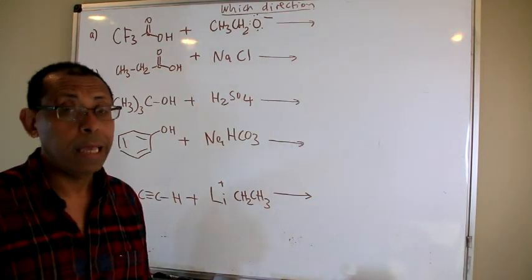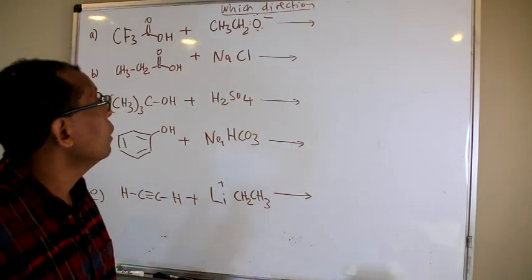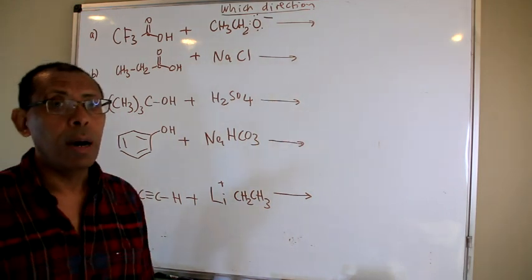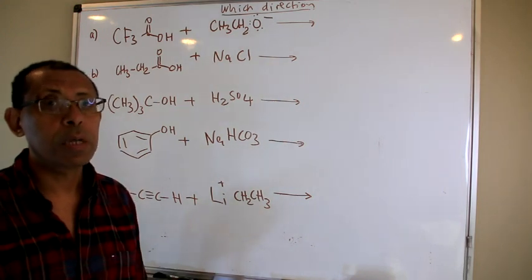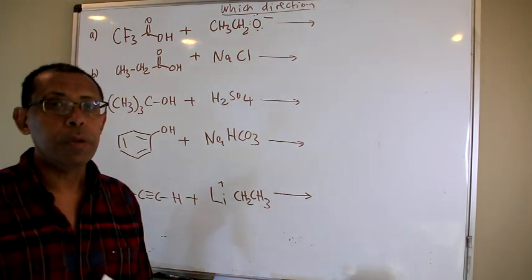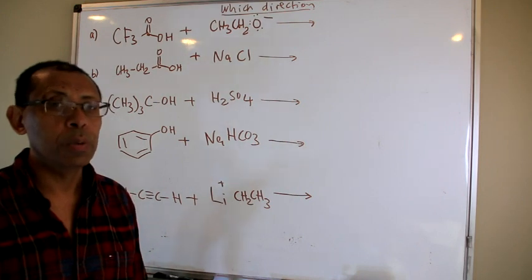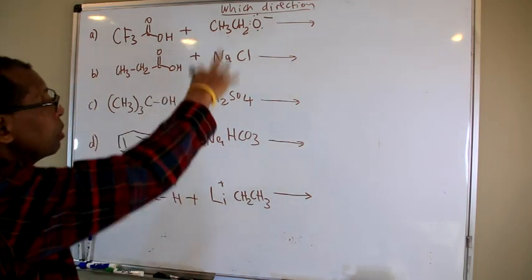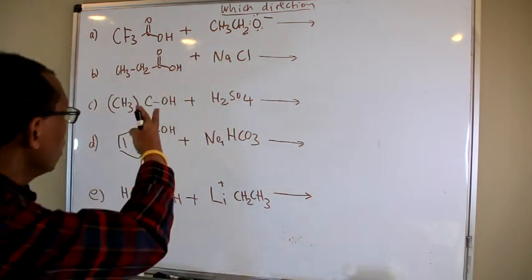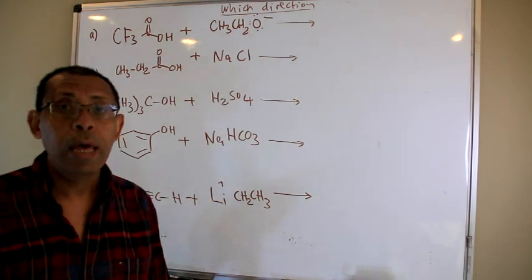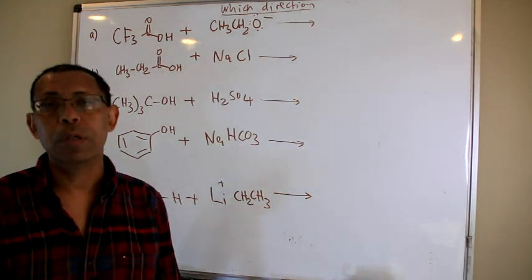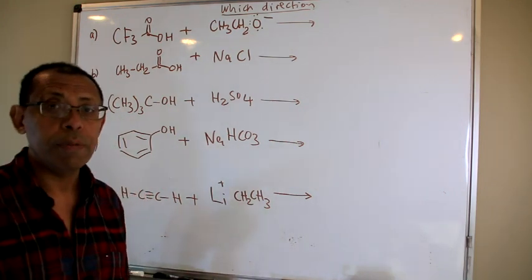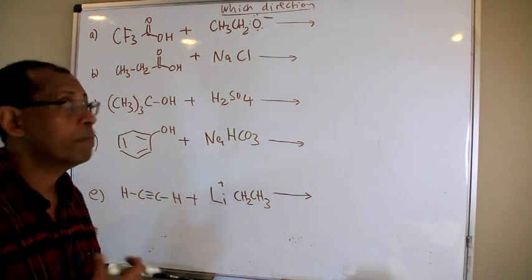So in this problem set, the question is which direction the equilibrium can be shifted. That means you have to understand what the products look like, and then based on the pKa differences, you would predict which side the equilibrium can shift. This is all acid-base reactions, obviously the acid and the base. First, what you have to do is put the products first and see whether the equilibrium is favored in the right direction or left direction.